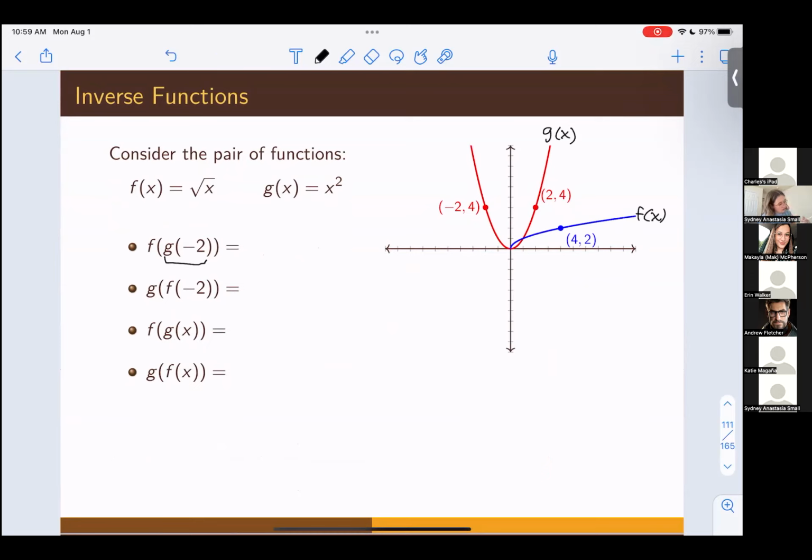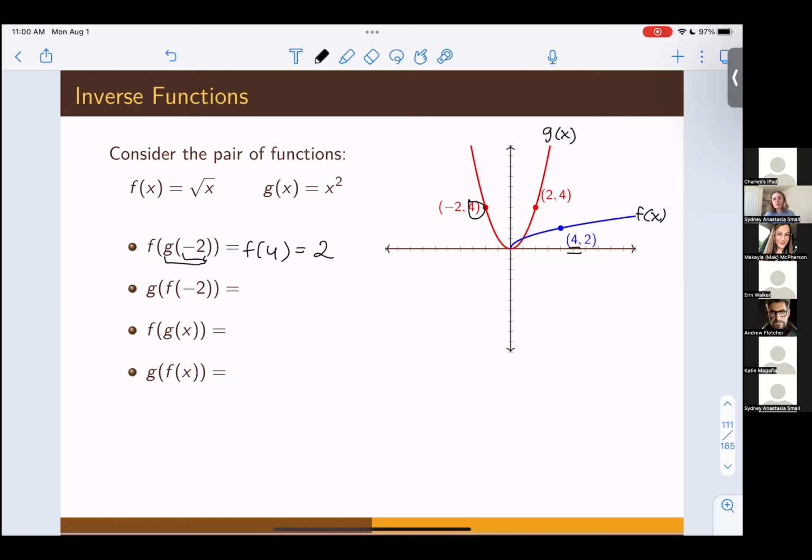g of -2 is 4, which makes sense. -2 squared is 4. So we're looking for f of 4. Well, we have f of 4 labeled right here, and f of 4 is 2. That's not what I wanted. That's the negative of it. I don't know what happened. Let's see what happens if we try to go the other way. Maybe it'll fix it. I want g of f of -2.